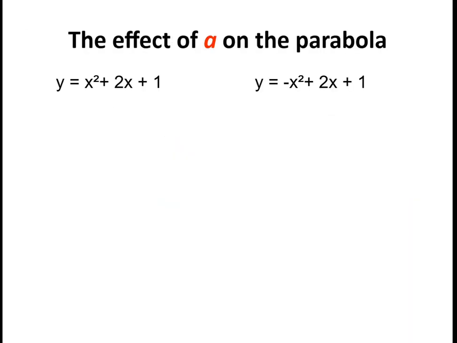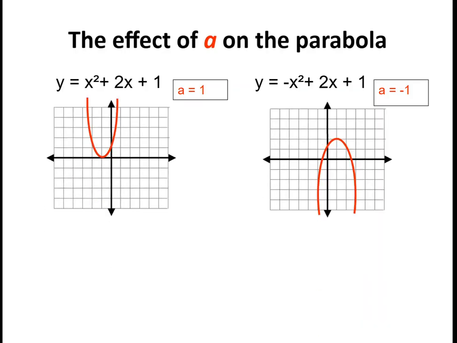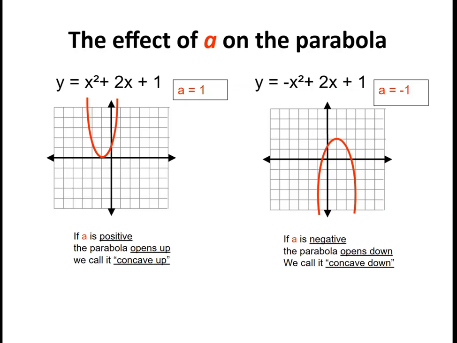So we're going to talk about the effect of a on a parabola. So that's what the graph of a quadratic is called, parabola. And so we're looking at that number that's with the x squared term. So we have two examples here, one where a is 1, and then the other where a is -1. And the graphs do wind up looking pretty opposites of each other.